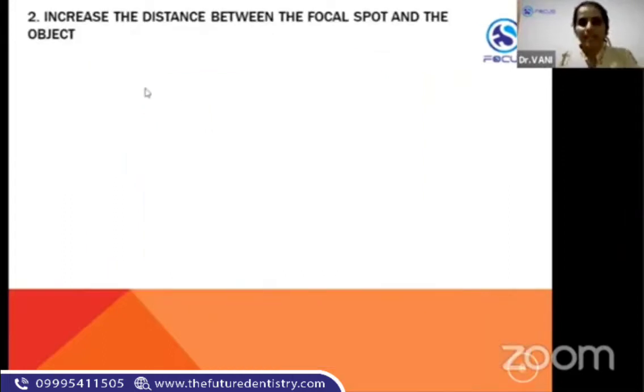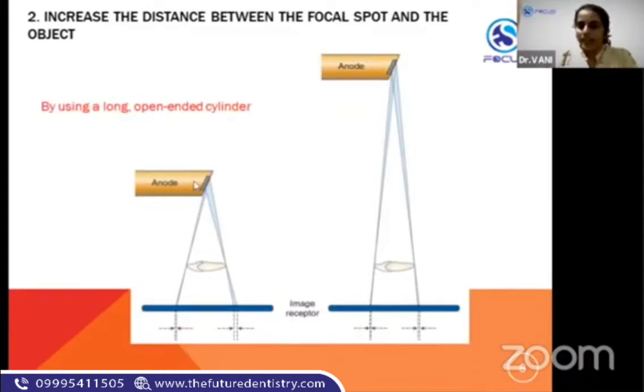Now, the second principle is you have to increase the distance between the focal spot and the object. See, here in the first picture, which is a short shot, you can see the distance between the focal spot and the object is not that much. It is a very short distance, right? So as a result, what happens? What is the property of X-ray which is causing a difficulty in this? Can anyone make out? Which is the property of X-ray that is causing us a problem in the first picture?